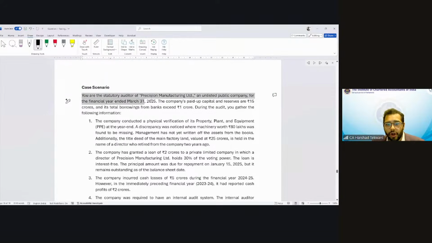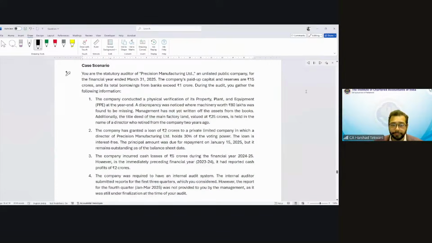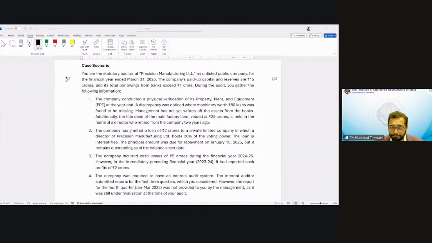You are a statutory auditor of Precision Manufacturing Limited, an unlisted public company, for the financial year ended 31st March 2025. Let me read this particular question quickly. The company's paid-up capital and reserves are 15 crore rupees, and its total borrowings from banks exceed 1 crore rupees. During the audit, you gather the following information.